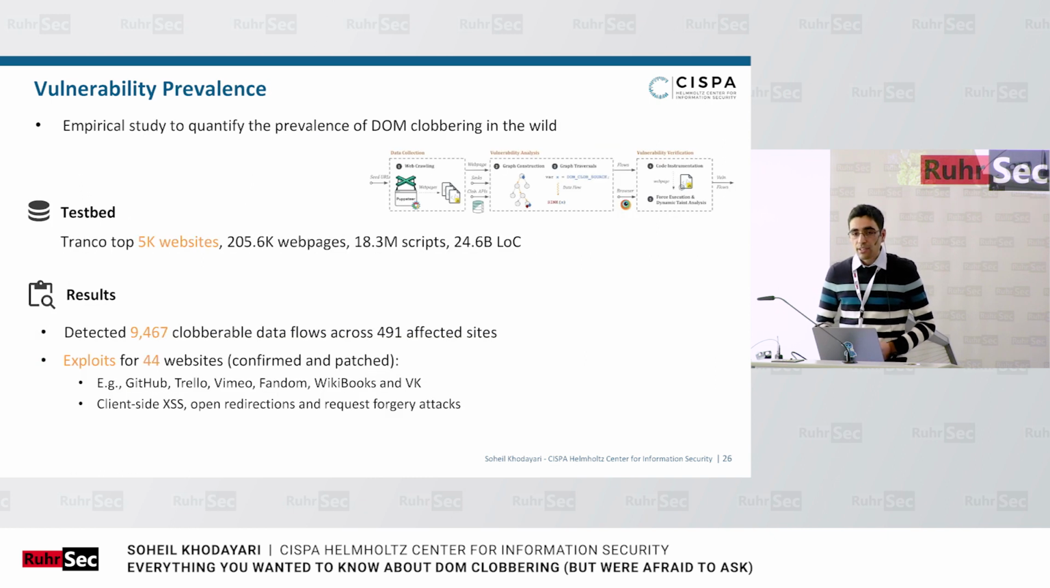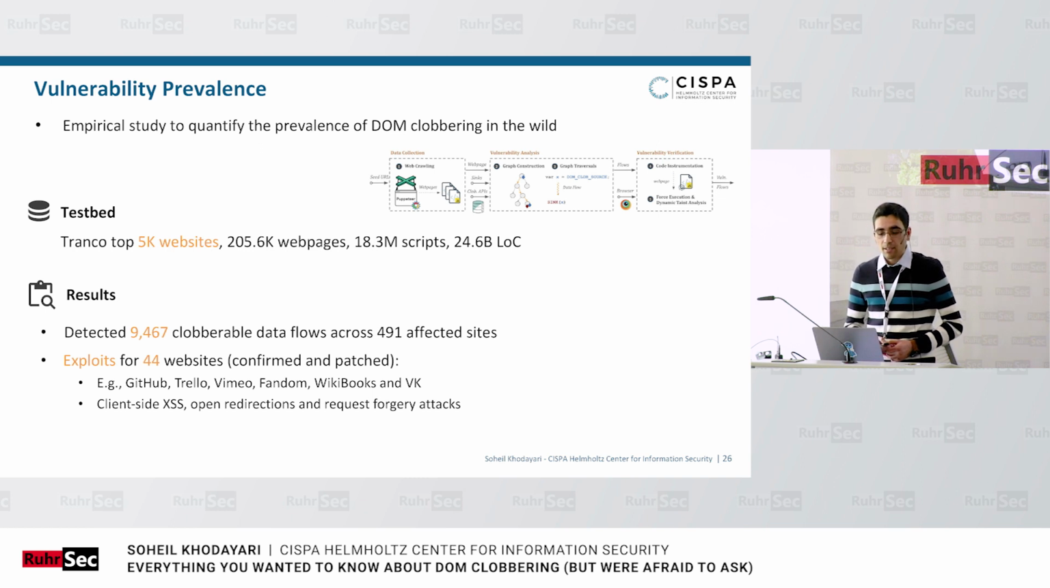And we essentially use this tool to conduct an empirical study to quantify the prevalence of DOM clobbering vulnerabilities in the wild. So we tested the Tranco top 5,000 websites, processing in total over 24 billion lines of JavaScript code and over 200,000 web pages. And our results were, again, alarming. We detected over 9,400 clobberable data flows in 491 affected websites.